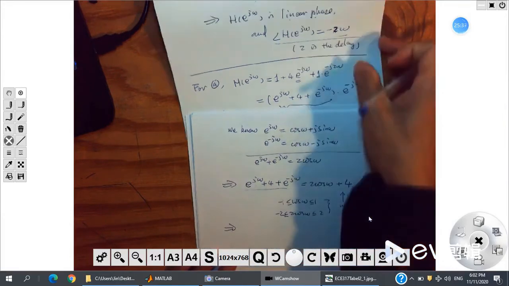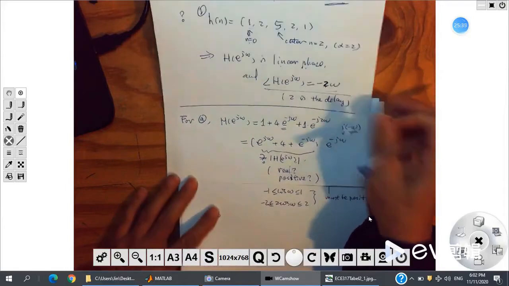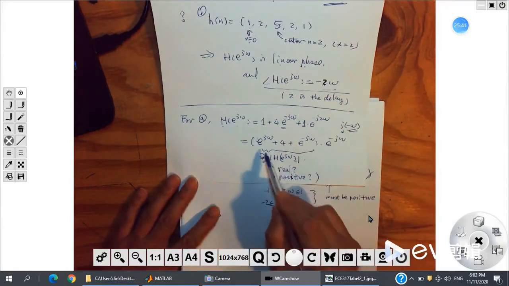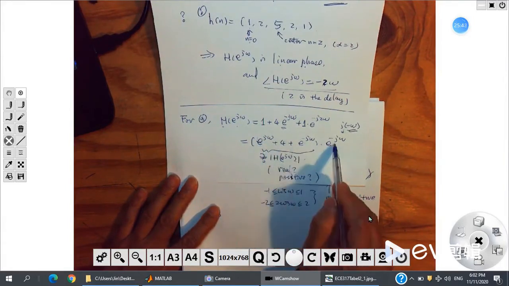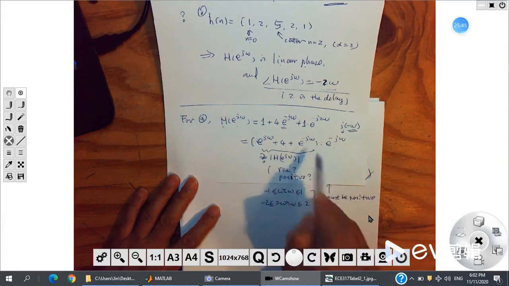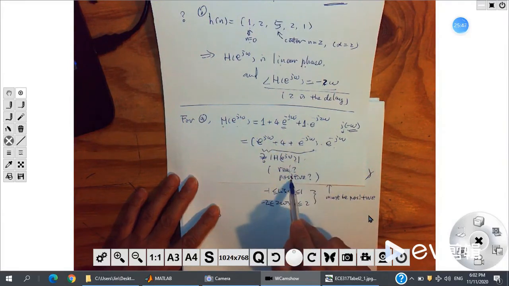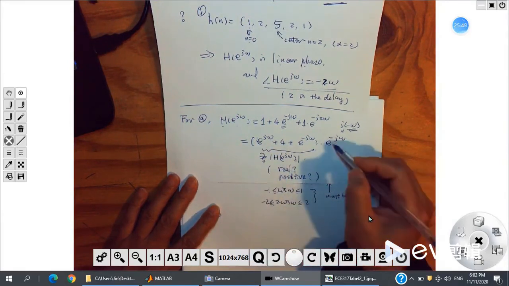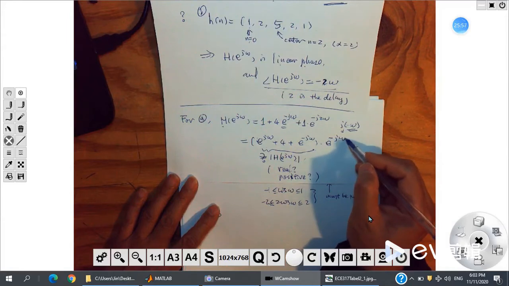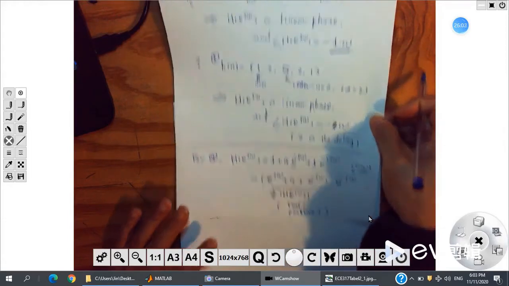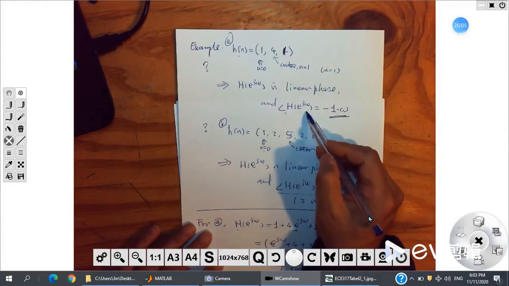Then H can be written as a multiplication of two parts. The first part is real and positive, and the second part is an exponential whose power is j times a negative constant times omega. That constant now is 1, negative 1 times omega, and that is just the angle.